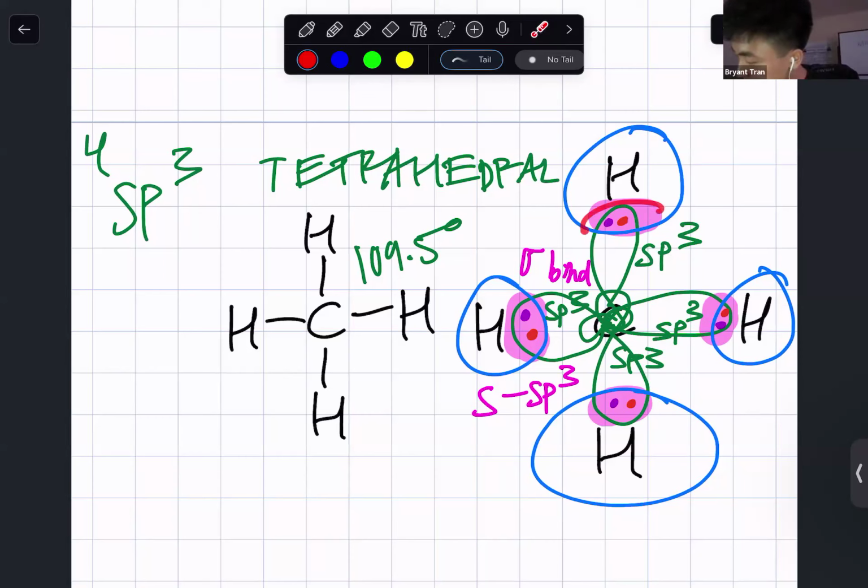And then these pink highlighted bonds right here that I just highlighted are these single bonds right here, like that.